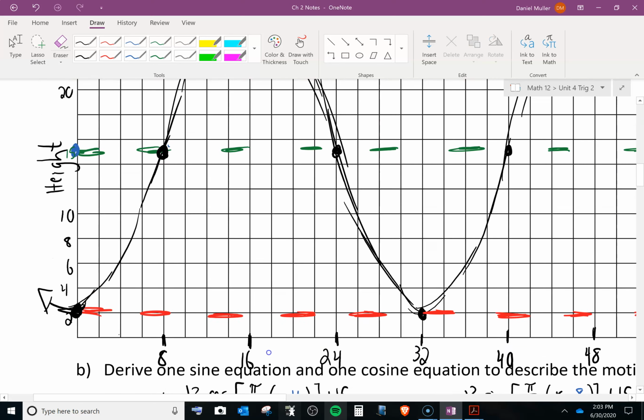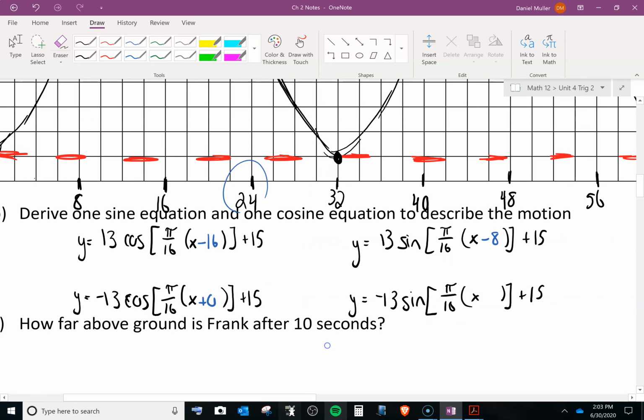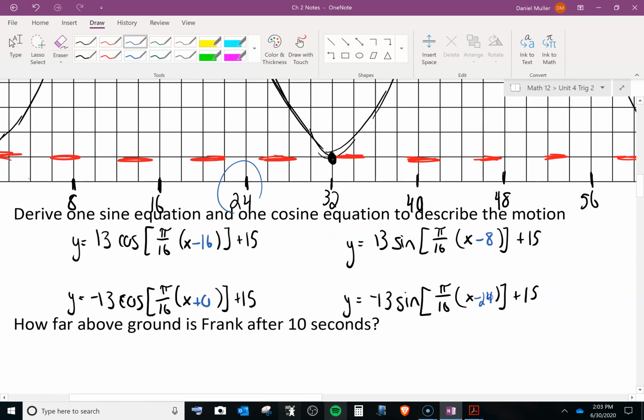And then lastly, negative sine, that starts in the middle and heads down. It's the flip of a sine. So I need to move it all the way to here, because then that would look like this, which matches up. So I need to move it to the right. It looks like 24. If I move it to the right 24, it would line up with my drawing. So all of these equations now line up with my drawing.